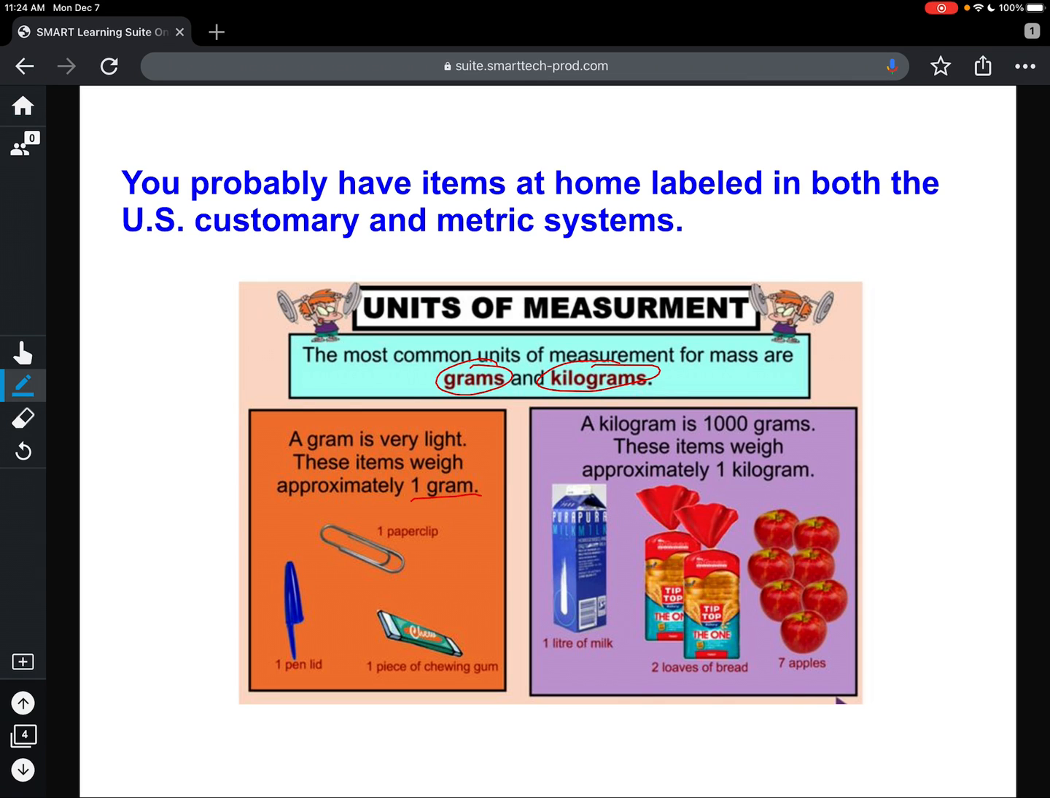A kilogram is 1,000 grams. These items weigh approximately 1 kilogram: a liter of milk, 2 loaves of bread, or 7 apples. So we know that a kilogram is heavier than a gram.